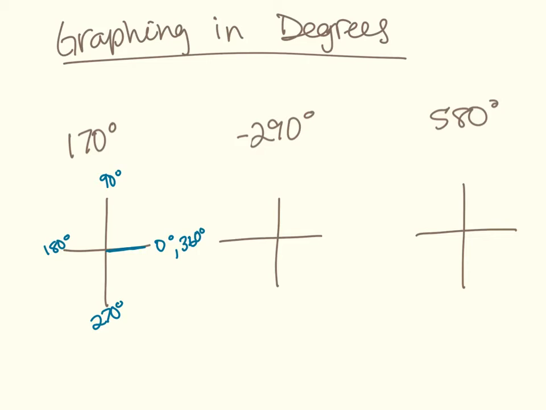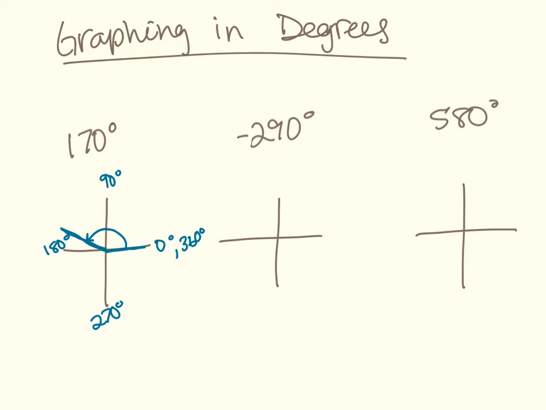So to graph the angle 170, we start by going counterclockwise, going up because it's positive. 170 is a little bit short of 180 degrees. So our angle would end in the second quadrant, just a little bit short of 180.